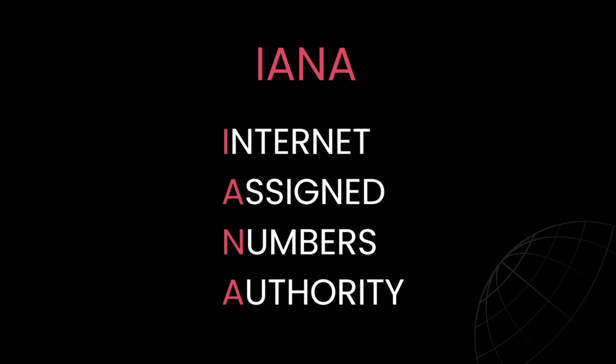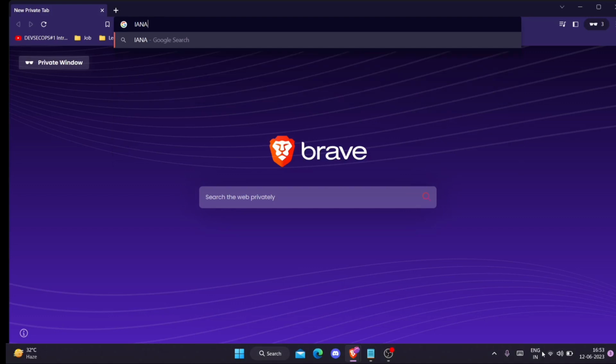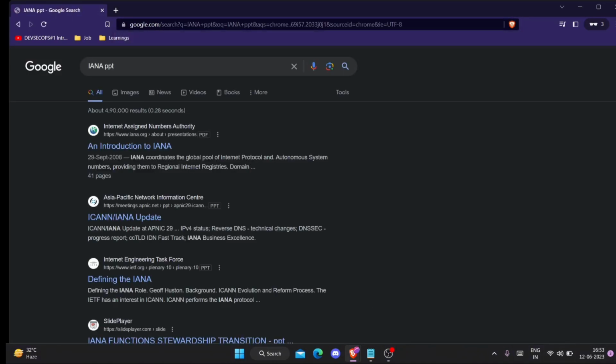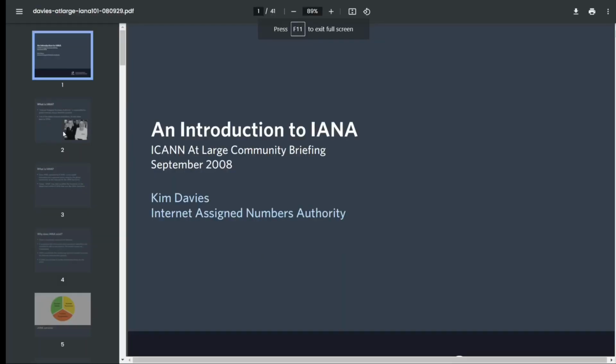Have you heard about the IANA, which is the Internet Assigned Numbers Authority? This is the one organization that manages the IP addresses. So let's see on the browser. I will just type IANA and PPT, so I will get their official PPT and I will show you from there. Okay, so IANA is the Internet Assigned Numbers Authority, which is a sub-organization of ICANN, which is a non-profit organization.